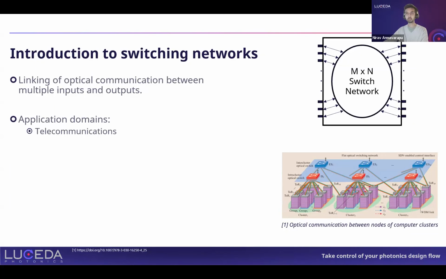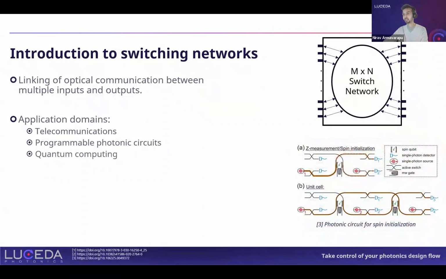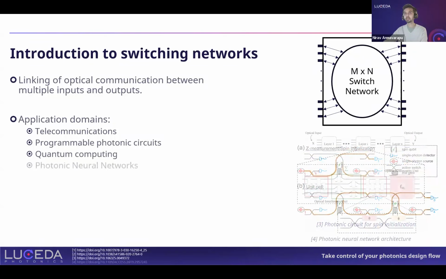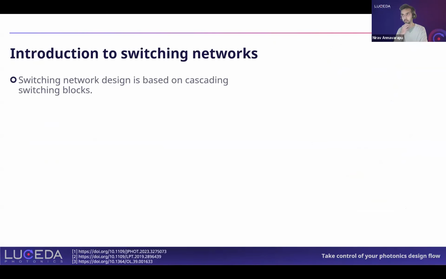And using an optical switching network to facilitate the communication is quite beneficial for this. You can implement PIC-based switch-based programmable photonic circuits like the feed-forward mesh shown in this figure. And you can also apply switching circuits in quantum computers where they have been used to initialize the spin of a qubit and entangle two photons. And they have also been used for deep learning. They've also been used to implement deep learning networks using photonic solutions.